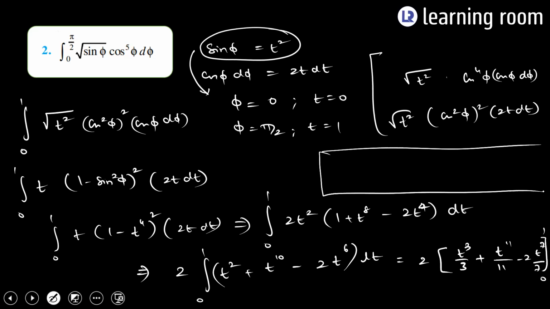I'm doing it here itself so that I can save page. So here if I substitute 1, I'll get 2 into 1 by 3 plus 1 by 11 minus 2 by 7, minus, when you substitute the lower limit, 0, 0, and 0. So answer will be minus 0. So what will be the answer? 2 into 1 by 3 plus 1 by 11 minus 2 by 7. Take LCM and then solve it. So we get the final answer. That part I'm giving it to you. 130 by 231 is going to be the answer. So I hope the logic is clear. Make a note of this.